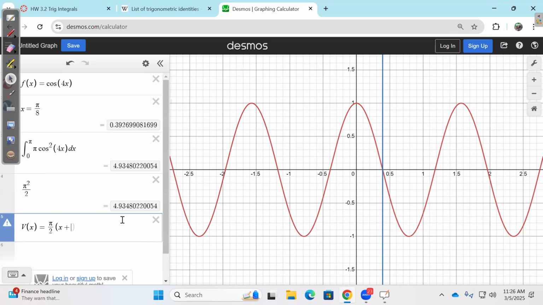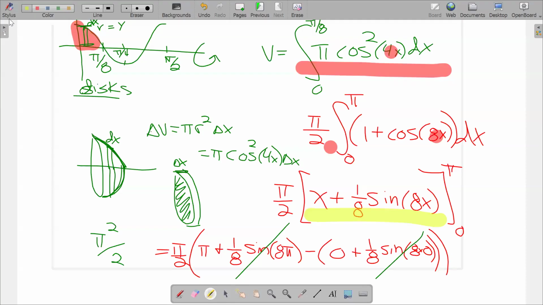plus, what's that? I have a question. Yeah. So why are we integrating from 0 to pi? Oh, 0 to pi over 8. Oh, I messed up. Thank you. Oh. I started with a pi over 8 and then I switched to a pi.